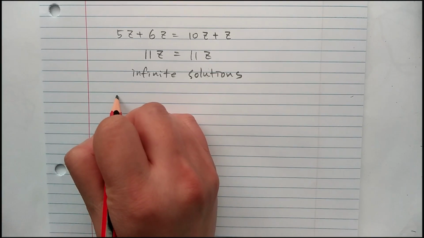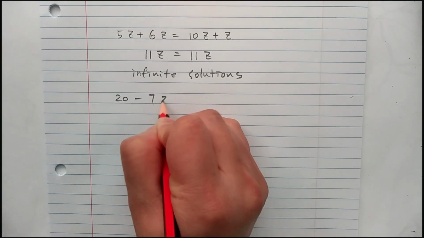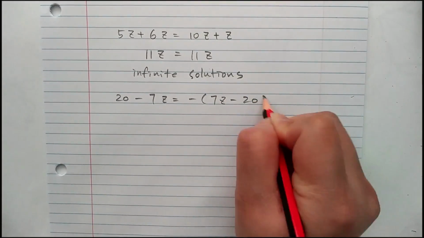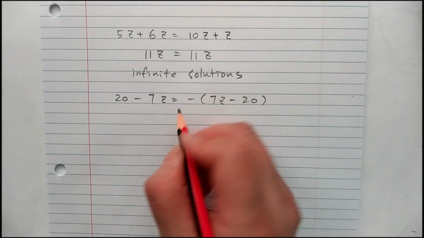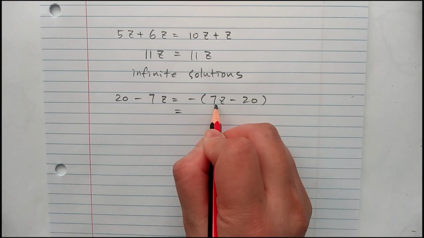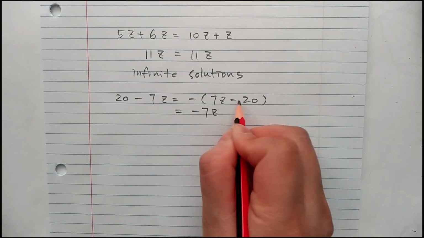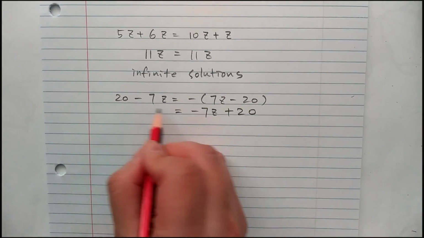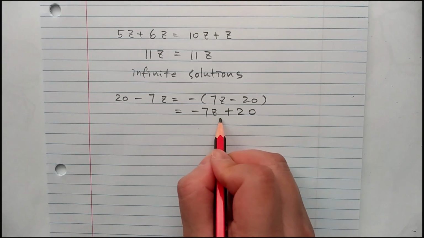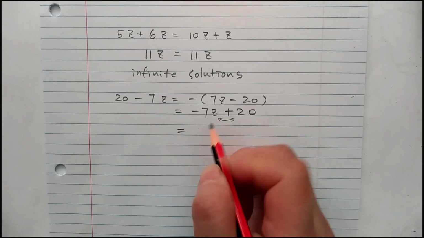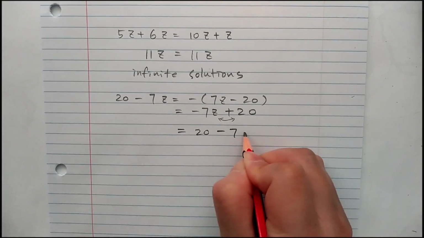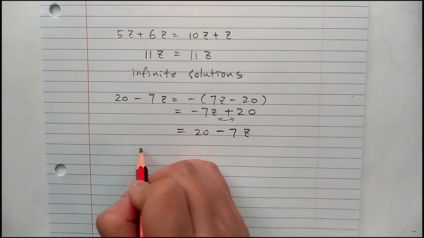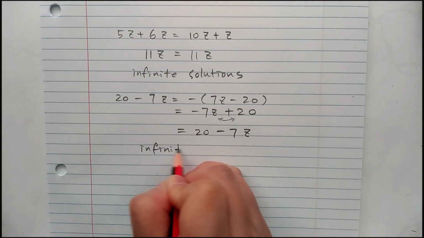Let's try another example. 20 minus 7z is equal to negative 7z minus 20. Let's distribute this. Negative 1 times 7z is negative 7z. Negative negative is positive 20. These look equal. If we switch the places, it's going to be 20 minus 7z. So this equation also has infinite solutions.